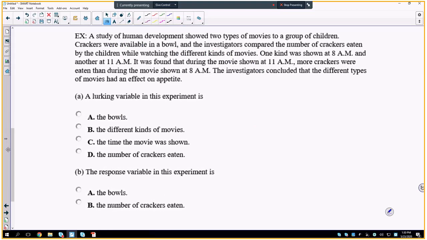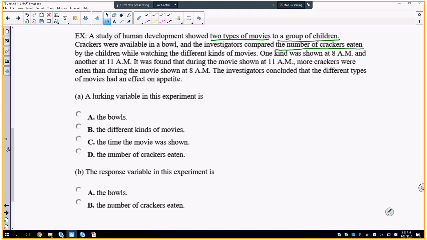Okay, this is an interesting example. A study of human development showed 2 types of movies to a group of children. So I'm going to highlight there are 2 movies, 1 group of children. Crackers were available in a bowl, and the investigators compared the number of crackers eaten by the children while watching the different kinds of movies. So the number of crackers eaten is the thing that we're measuring.